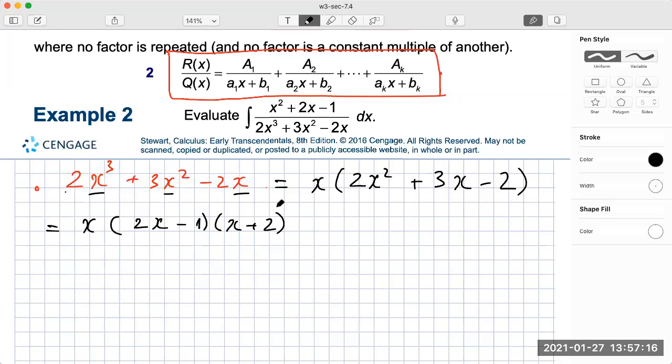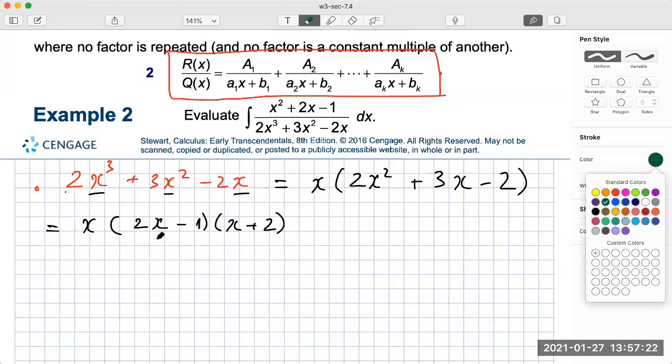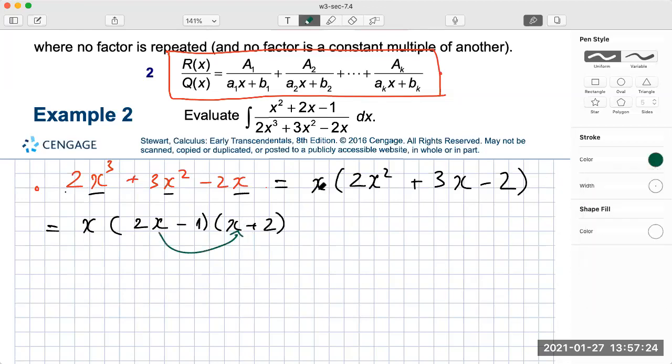Yeah. If we multiply it back here, this guy will be 2x squared. This guy will be 4x. This guy is negative x, so some of them would give us 3x. This negative 1 times 2 give us negative 2. This is a perfect way to factor it, right? But is it the only way?